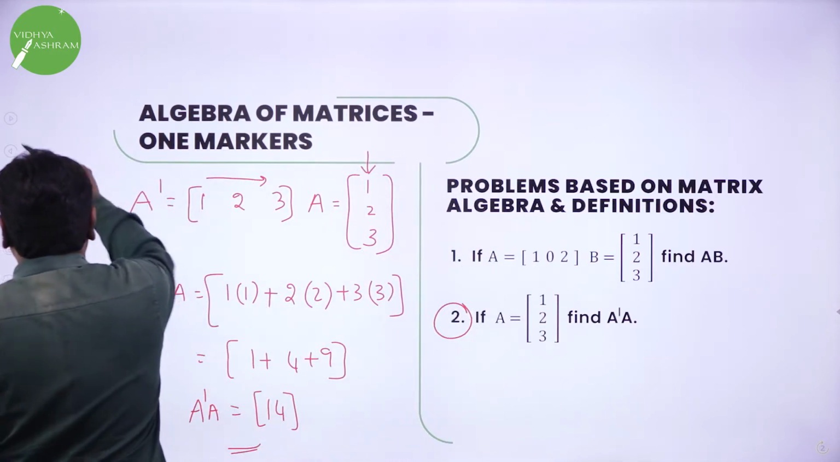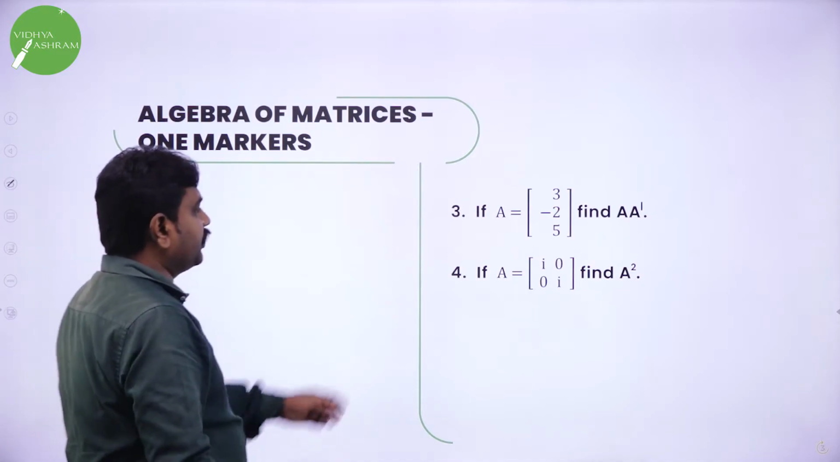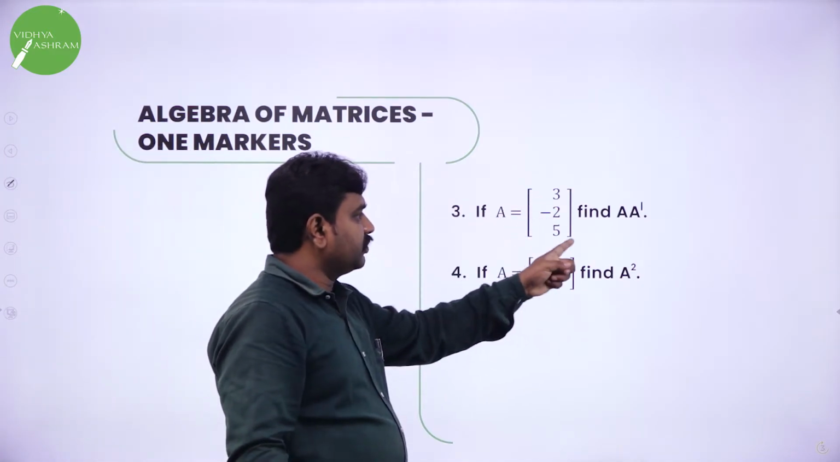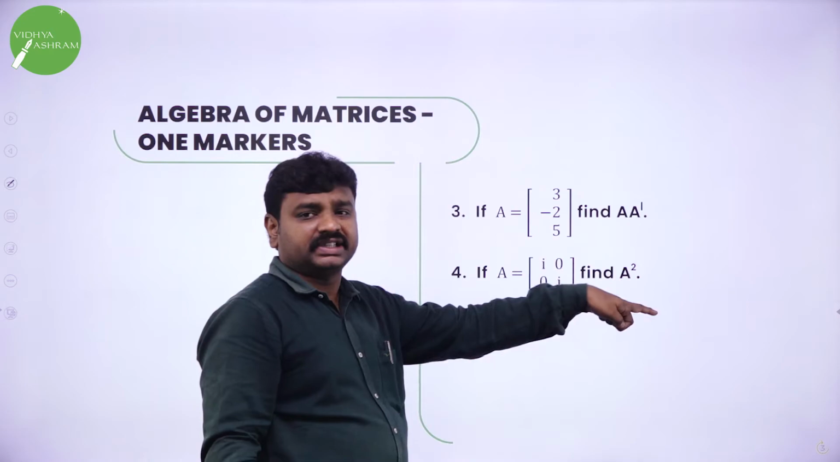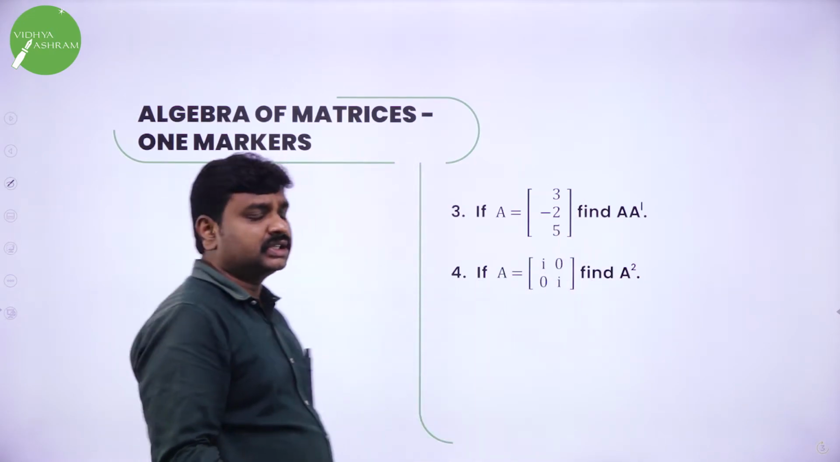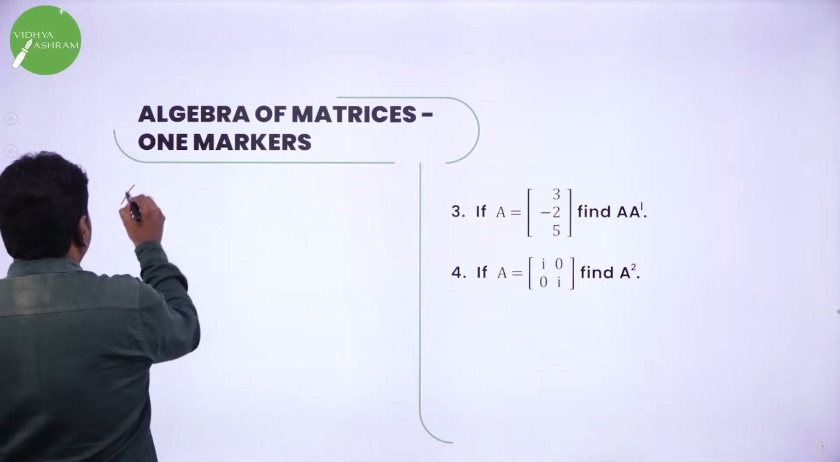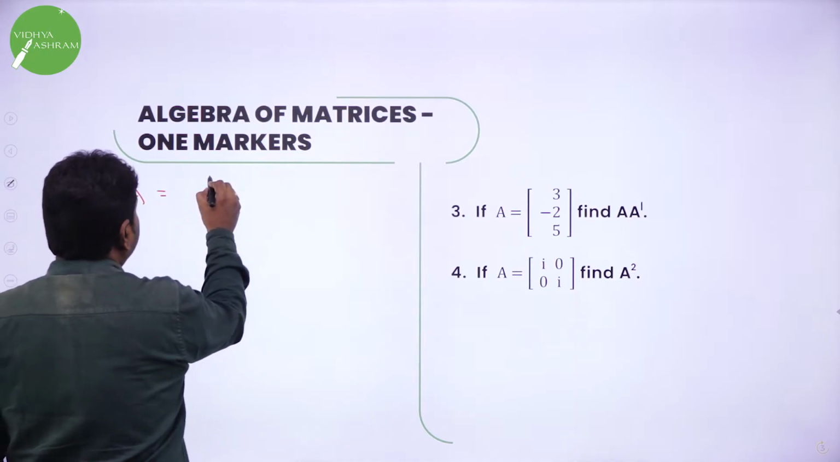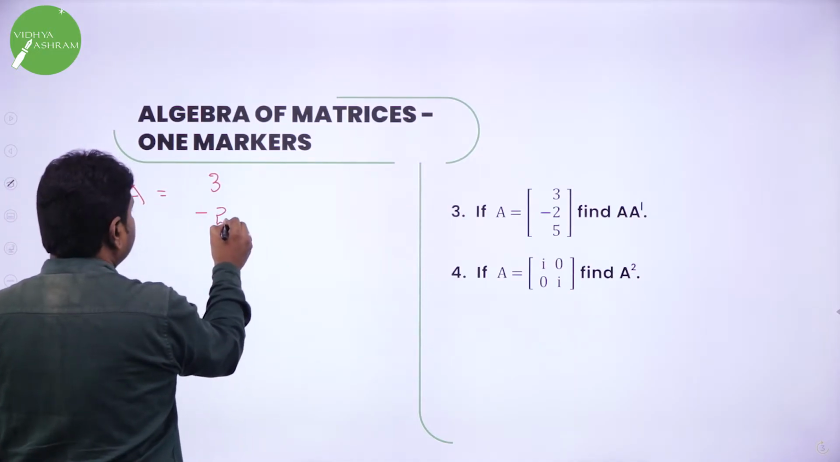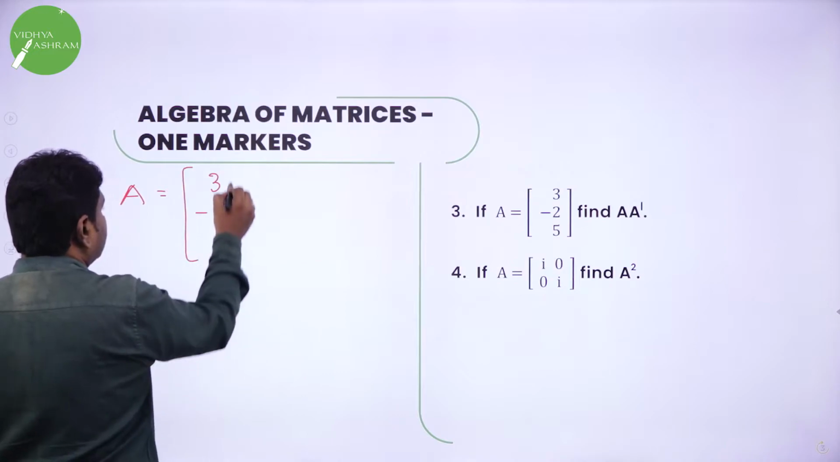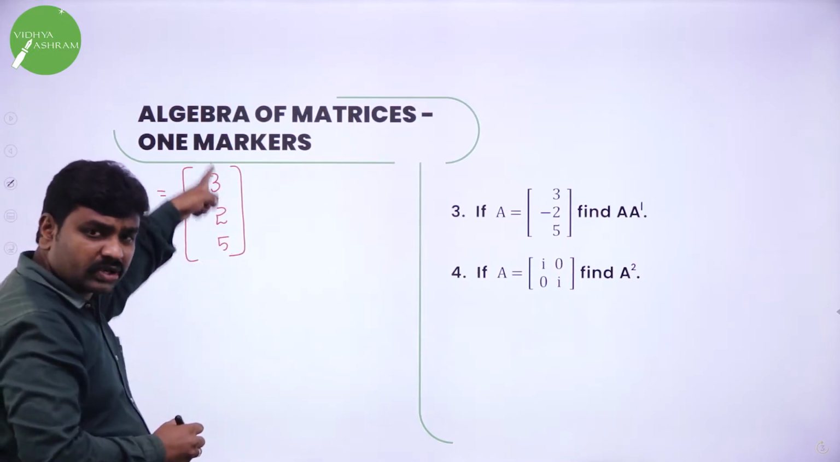Then they have given A as 3, minus 2, 5. They want you to find A into A dash. They want A into A dash. So first A. What is A they give? A column matrix. Can we call this a column matrix? Yes. Why? Because it contains only one column.